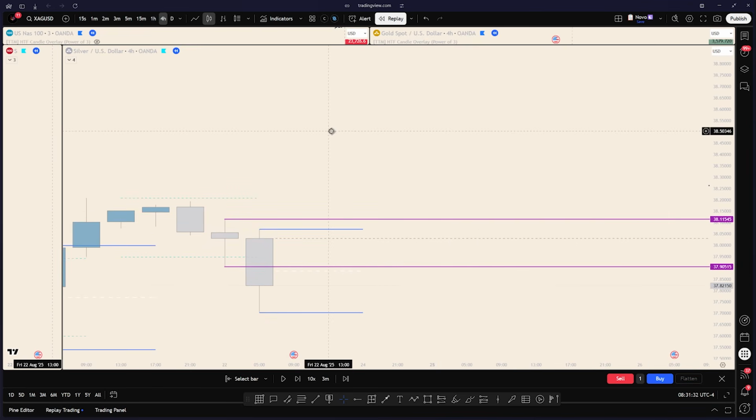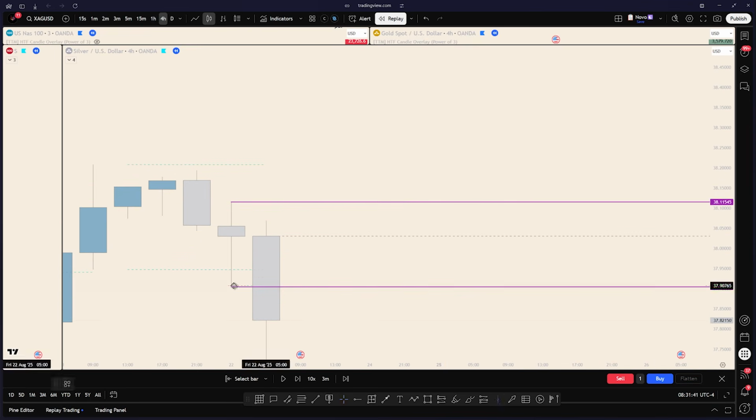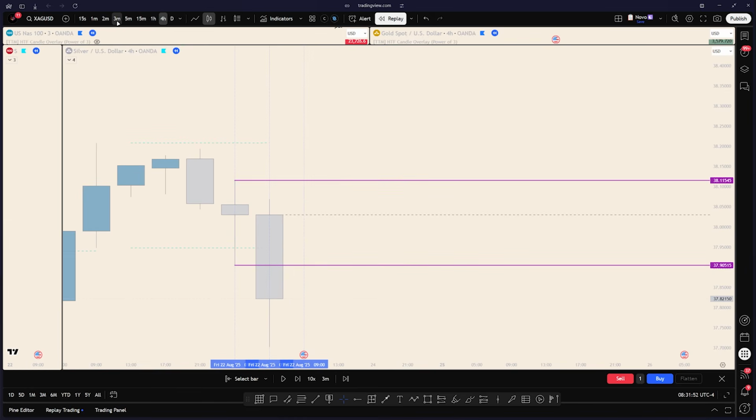So back to what we're looking at here. What we currently have here, this is our 1 o'clock candle, and this is our 5 o'clock candle. We are now expecting 9 a.m. to be a wonderful bullish candle. Let's look at this on the lower time frame.